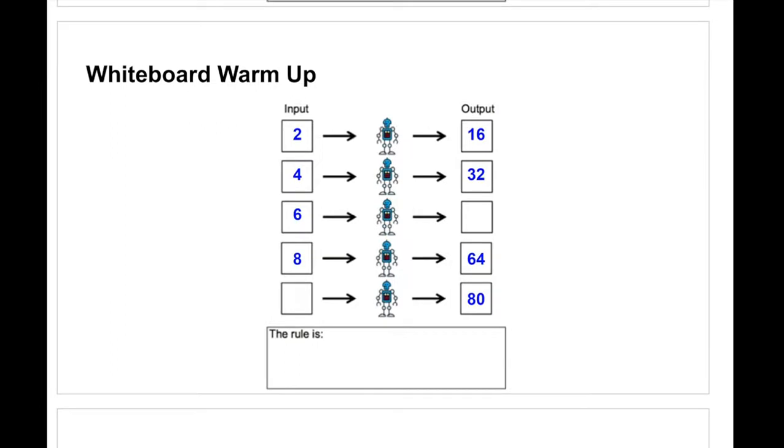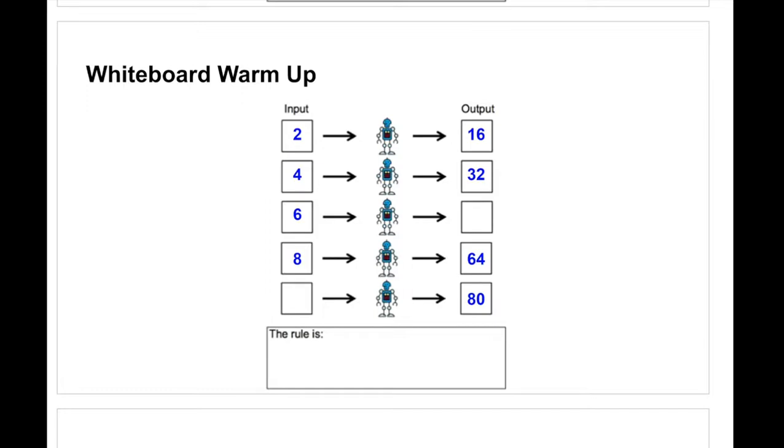The next example, now we have some gaps that we need to fill in. So we might need to figure out what the rule is first and then fill in our gaps. So again, thinking about what the rule is, 2 becomes 16, 4 becomes 32, 8 becomes 64, 6 becomes something, and then something becomes 80. Now again, it may take some trial and error, or you may be able to pick up on what the rule is right away.